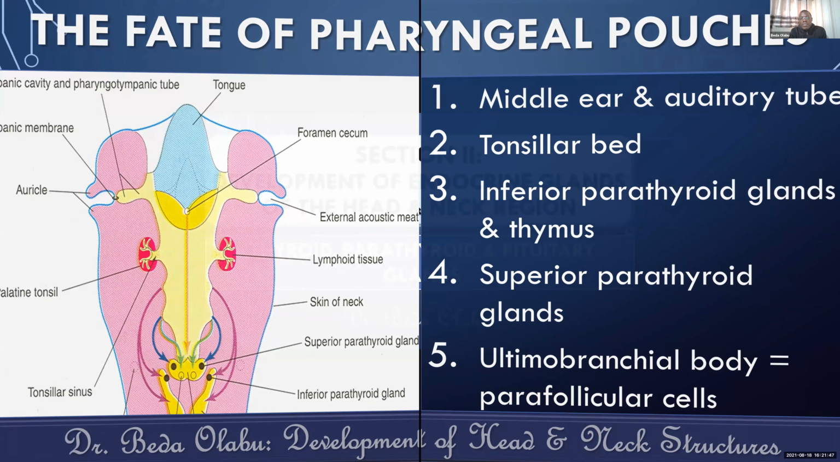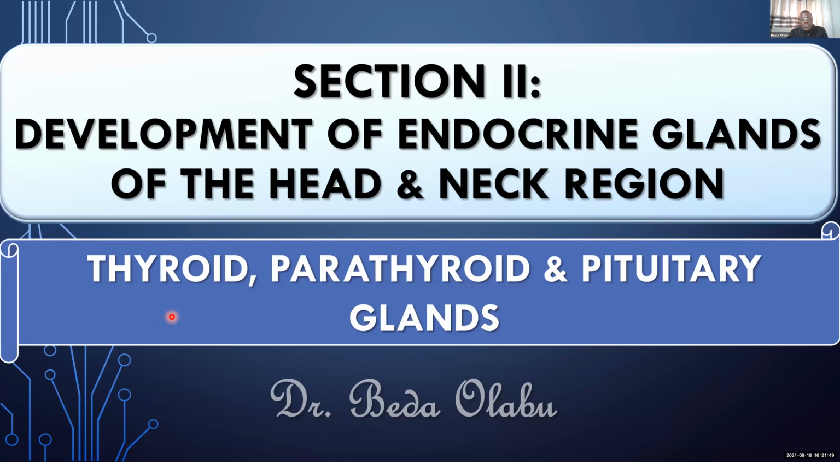And so that will summarize the end of that lecture that we are to have today on the pharyngeal apparatus. So the next section on the development of head and neck series should focus on development of the endocrine glands of the head and neck region, in particular focusing on thyroid, parathyroid, and pituitary glands.